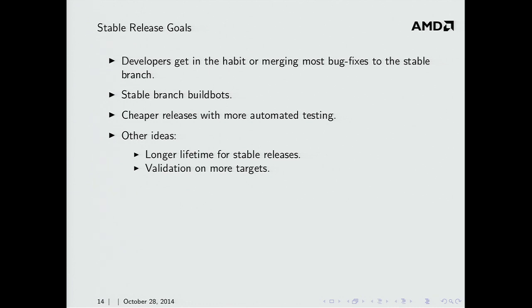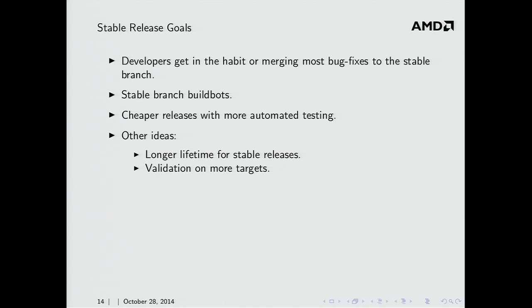So I just threw up some long-term goals that I think would be good for the stable release for people who are involved. I talked about this before, but I think it'd be really good if developers could get in the habit of merging bug fixes right away to the stable branch. Again, this would really help make sure we get all the fixes. It prevents us from having a big dump of patches to merge in at the end. So I think this would be really helpful.